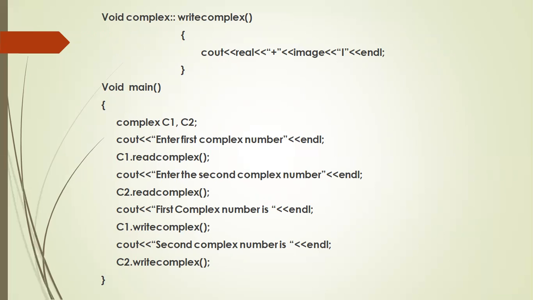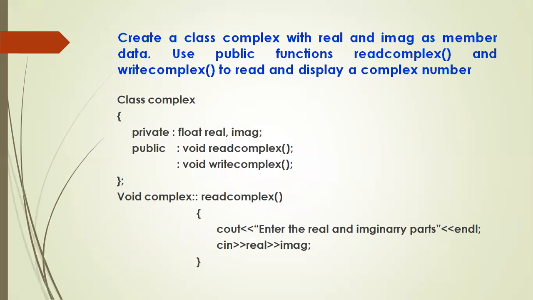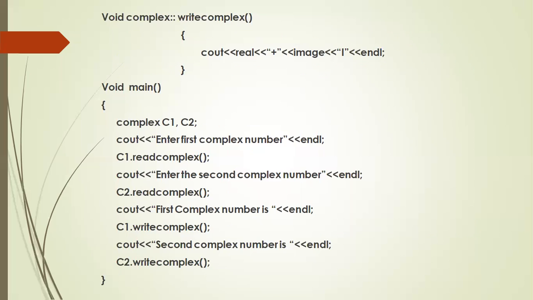Now we have defined two functions, read complex and write complex, outside the class. So when you are defining the read complex and write complex functions outside the class, after closing the corresponding function, that's the end. No need to close the class once again, because the class is already closed here, already closed with a brace and a semicolon.